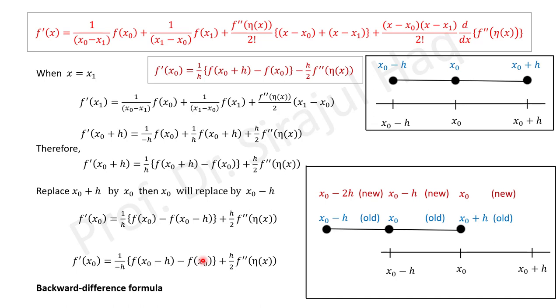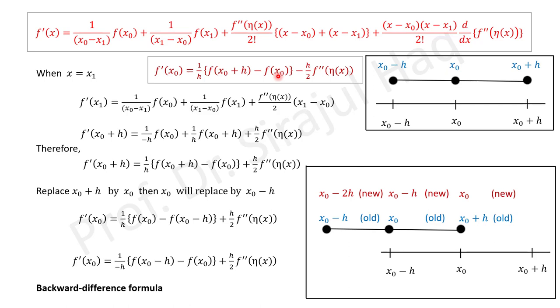And if you remember, I told you that whenever we are talking about the derivative of a function at a particular point, we can use the forward as well as the backward difference. So in this case, you can see that the backward difference has been used. In this case, the forward difference has been used. That's the reason this is called the backward formula and this is called the forward formula.